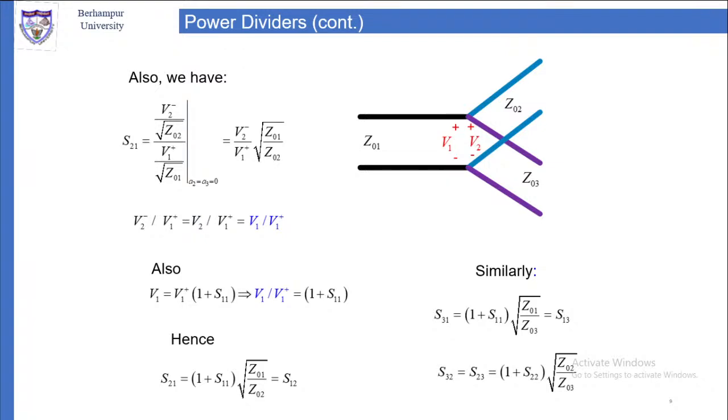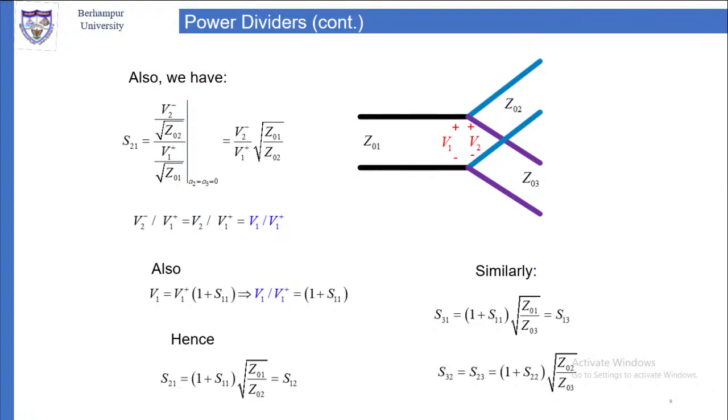Now the network is reciprocal. So since it is reciprocal, therefore S21 is equal to S12. So once we find out the expression for S21, we have found out the expression for S12 also.